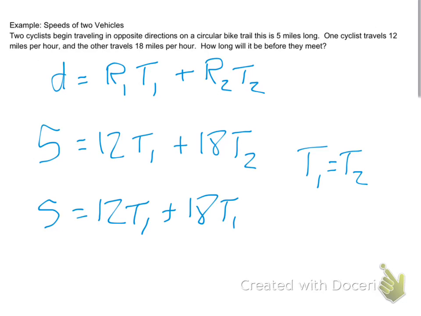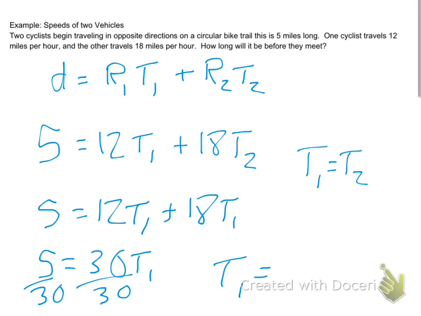And what's 12T1 plus 18T1? 12 plus 18. It's 30T1. Divide both sides by 30, and time 1, which equals time 2, will equal what? 5 over 30, or 1/6. 1 mile per hour. So it's going to take 1/6 of an hour. Oh, no. It's not miles, it's just 1/6 of an hour, right? Time.